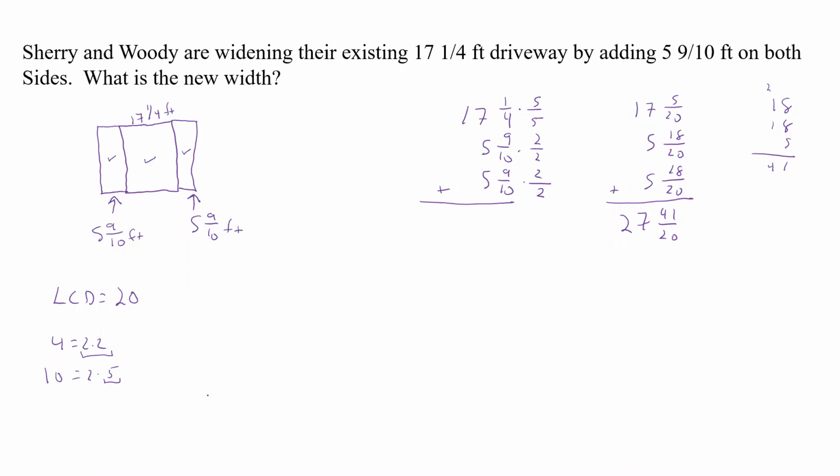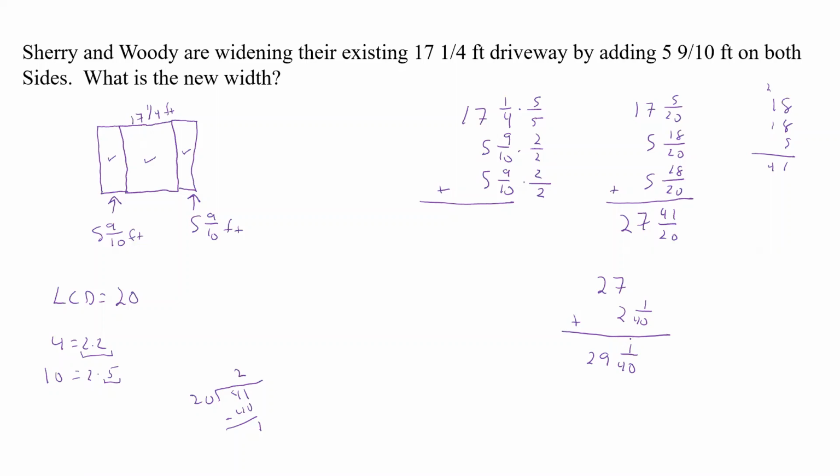Well, that means we're going to have to do a little division. So we'll go down here and we'll go 20 into 41. That's going to go in twice. That's going to give us 40. Subtract, we'll have 1. So we have 27 plus 2 and 1 over 40. So that's going to give us 29 and 1 over 40.